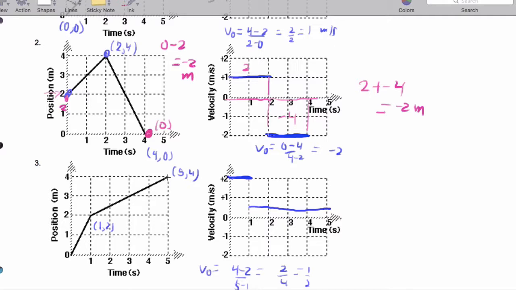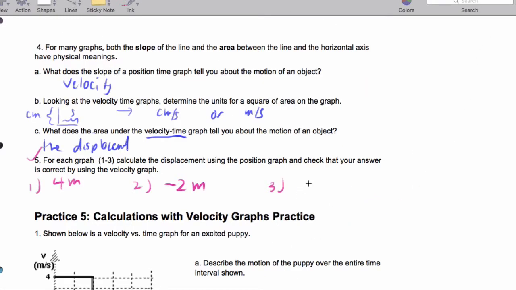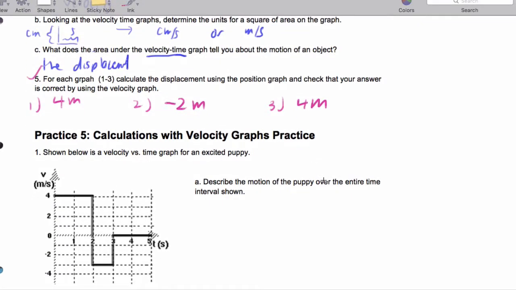And then for the last one, let's just see. So I ended up at 4 from 0, so my displacement is 4. Let's see what we get here. I end up getting a displacement of 2 here, whereas I have a length of 1/2 and a width of 4, so that's 4 times 1/2, which is 2, so 2 plus 2 gives me a total area of 4 meters. And that is how I actually do my displacement calculations using both.